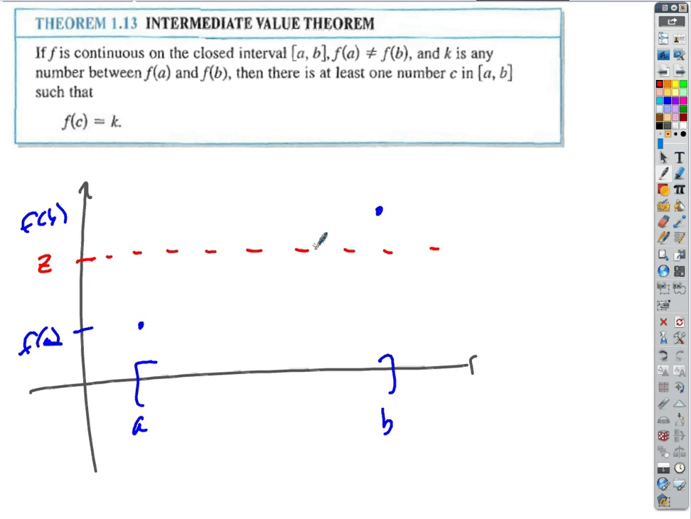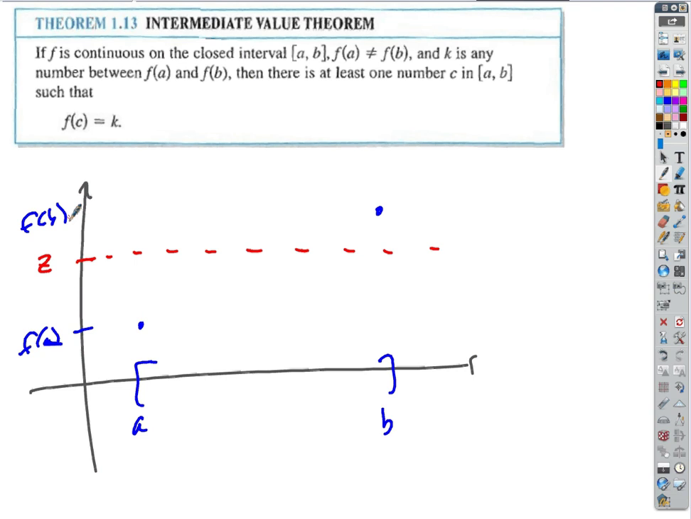These are the kinds of things that mathematicians argue about. Couldn't z just be your endpoint though? Because you already know it goes through it. Well, but if z is your endpoint, then is z in between f of a and f of b? Because z is the y value. We're looking for the values of c where this occurs.